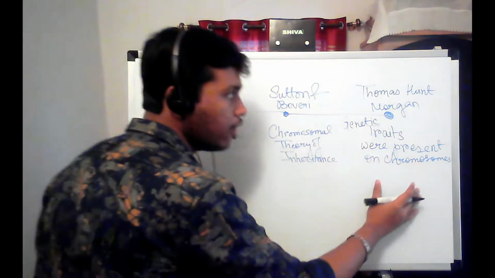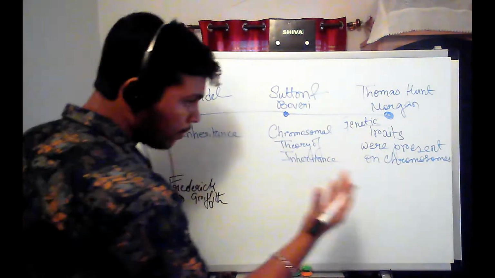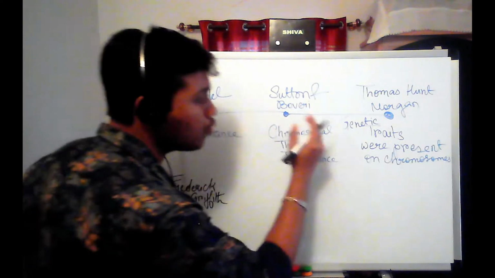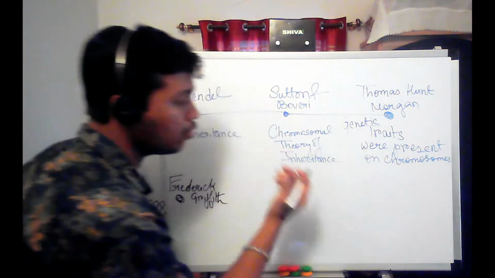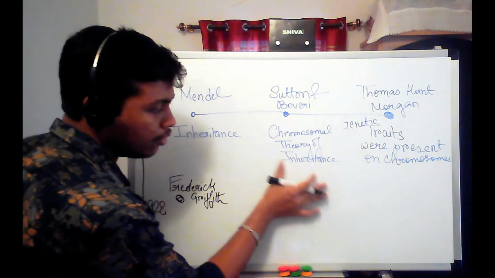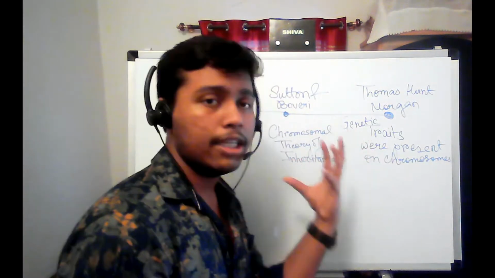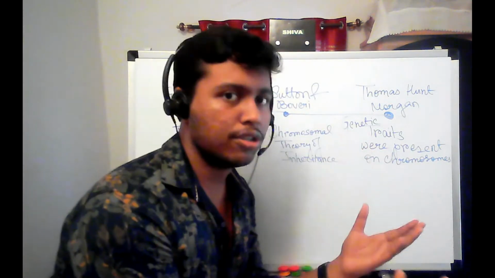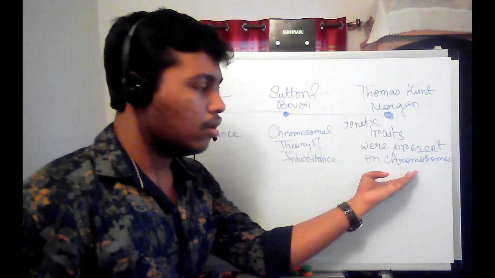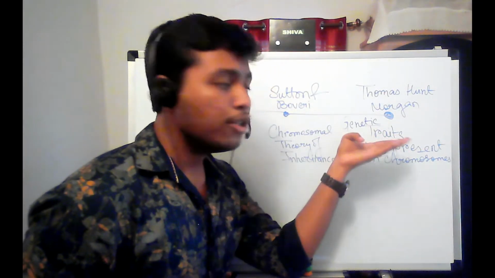So I hope everyone understood that Mr. Gregor Mendel gave us the idea of inheritance. Then Sutton and Boveri through their experiment gave us the chromosomal theory of inheritance. If you want, I can dedicate a video to this part. And then comes T.H. Morgan, who gave us the idea that traits are genetic in nature and they are carried from one person to the other in the form of chromosomes. They are present on chromosomes, and hence these traits can be carried.